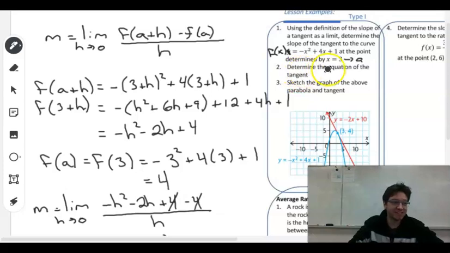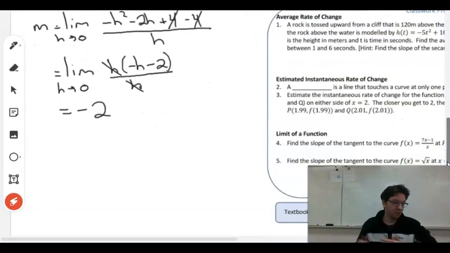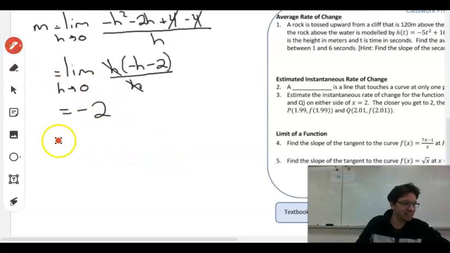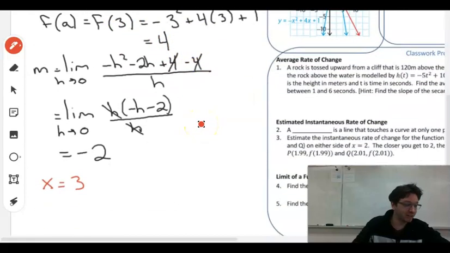Now part 2 says determine the equation of that tangent. Well, the tangent is a line, so we have to determine the equation of the line. So to find the equation of that tangent, we know that the point that we're looking for is at x equals 3. And we know when we plug in x equals 3 into the function, we get 4. So our y-coordinate is 4. So at the point 3, 4, we know the slope is negative 2.